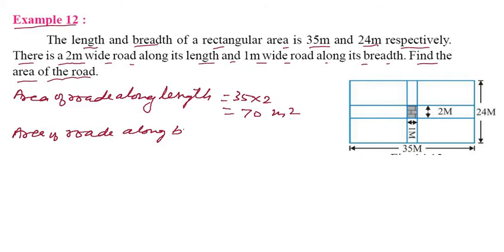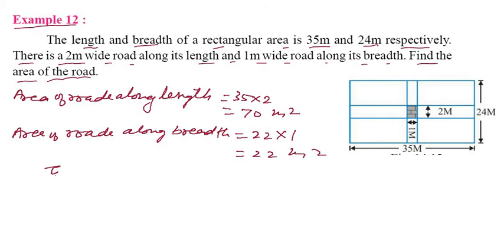Along breadth. That is length into breadth, but the length is 2 meter less because 2 meter is added in the length of the road. So you can write here 2 meter less. 24 minus 2 is 22. So 22 into 1 meter, because it is 1 meter wide. So 22 times 1 is 22 meter square.